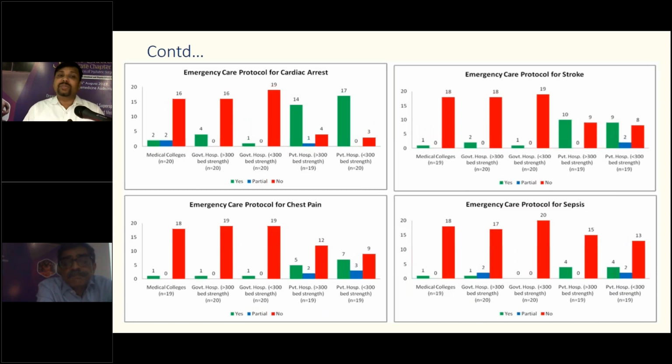The report submitted by AIIMS New Delhi also looked for the availability and practice of certain important protocols related to emergency medicine, like the emergency care protocol for cardiac arrest, for stroke, for chest pain, and for sepsis. Largely, medical colleges were deficient in practicing or having a written protocol for emergency care for cardiac arrest, stroke, chest pain or sepsis.